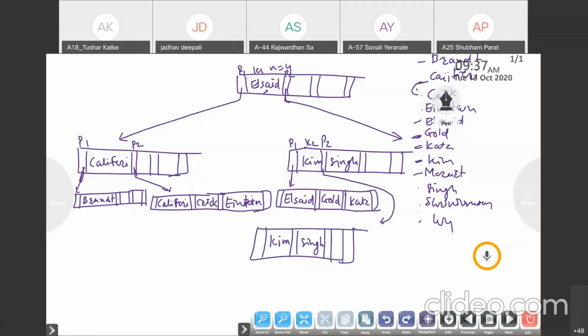Okay. So this pointer P2 points to the records which are greater than or equal to Kim and less than Singh. Sorry, less than Singh, not Singh itself, it is Mozart. So less than Singh, there are two records, Kim and Mozart. Now this pointer P3 points to the records which are greater than or equal to Singh. There are three records. Can it fit in one? Yes, we can have a maximum of three records in one.